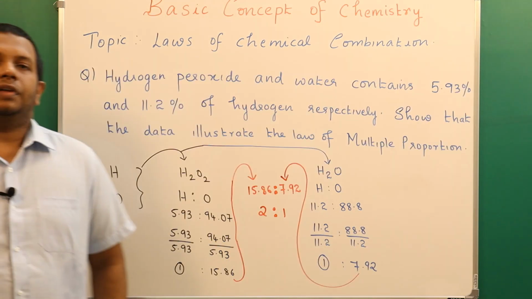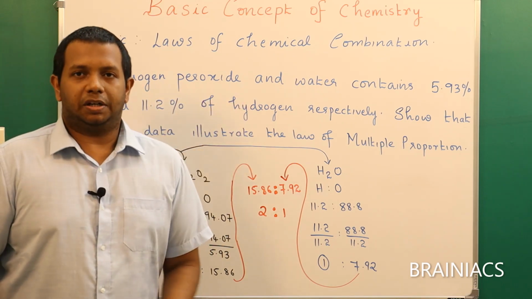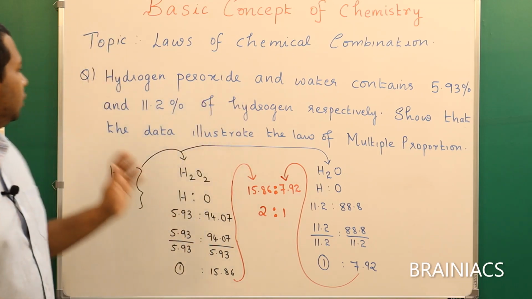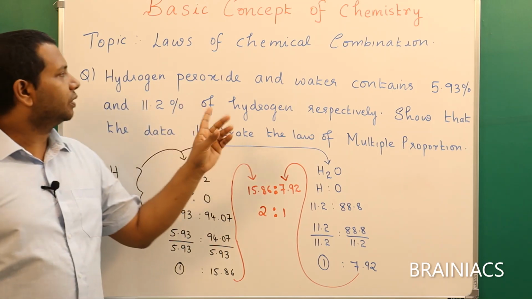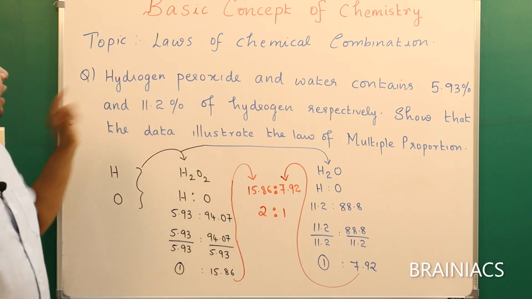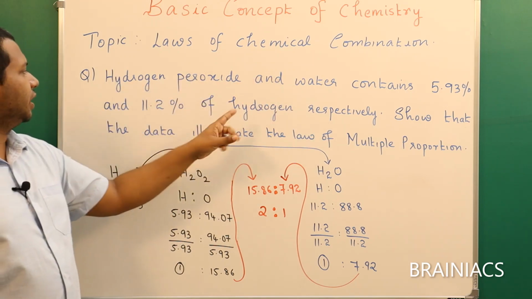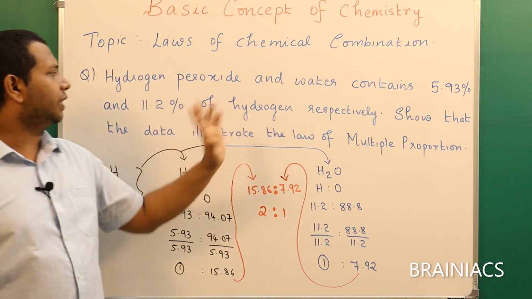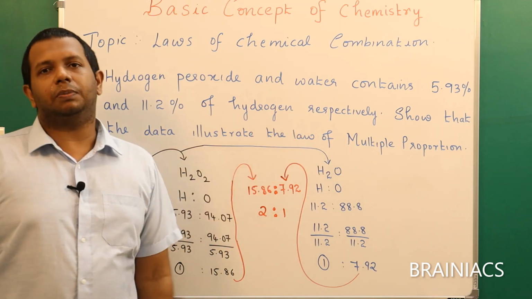Okay students, next we are going to discuss a problem based on the law of multiple proportion. Let us read the question. The question states that hydrogen peroxide and water contain 5.93% hydrogen and 11.2% hydrogen respectively. Show that the data illustrate the law of multiple proportion.